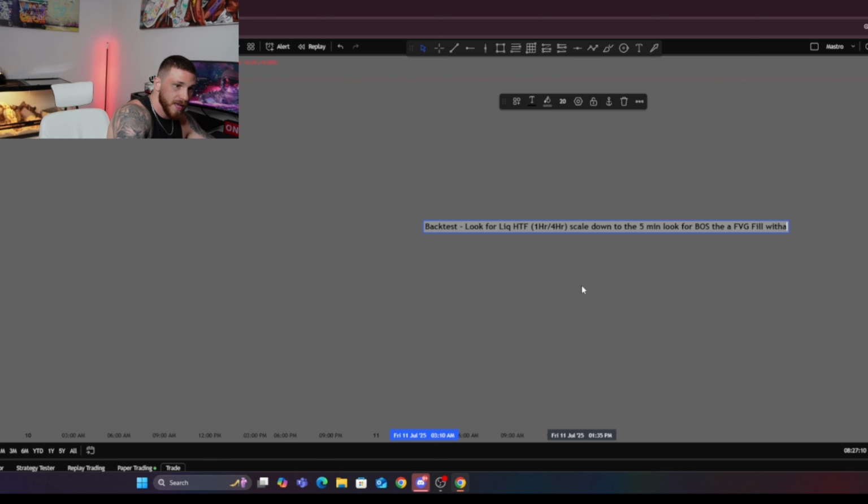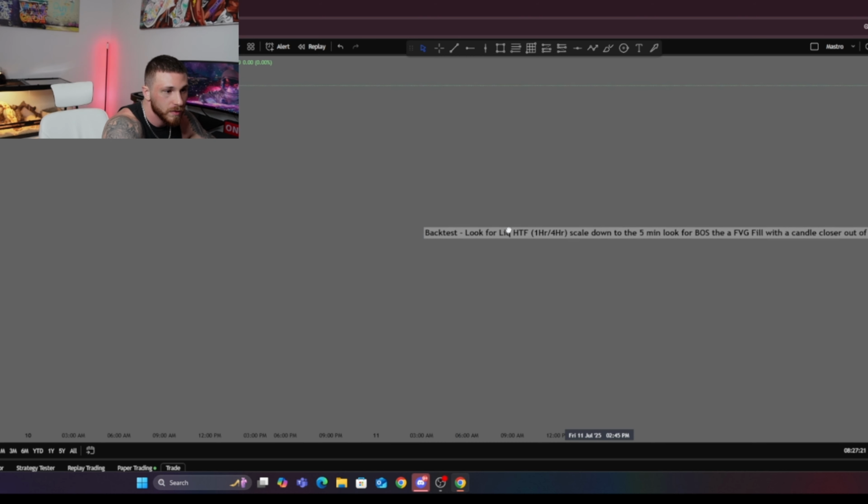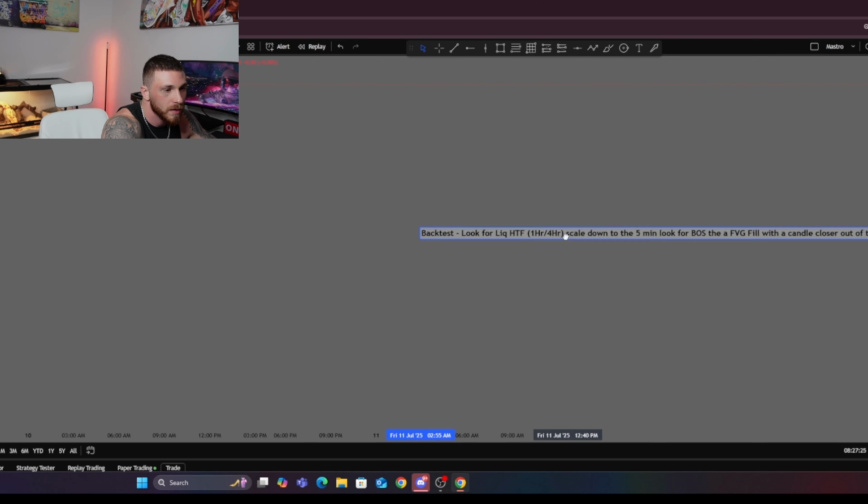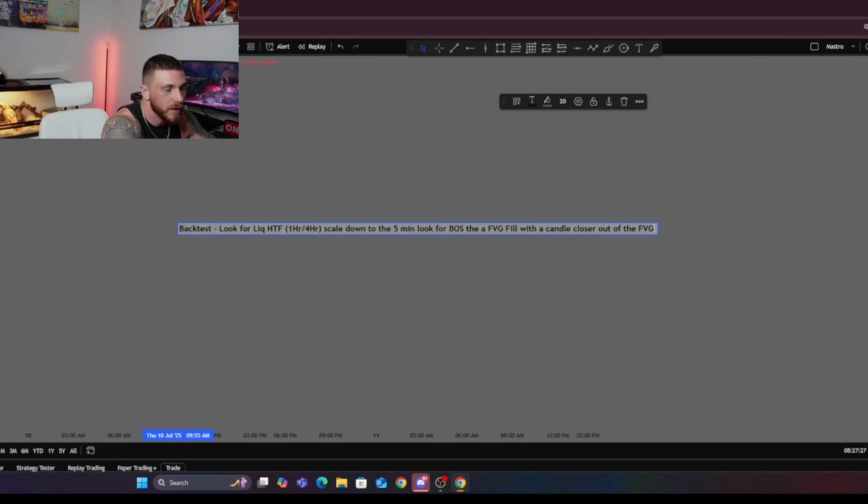with a candle closure out of the fair value gap. Let's move this over here. Come on. Fair value gap. You guys should know what that means, if you're either bullish or bearish. Okay? There's your high time frame one.